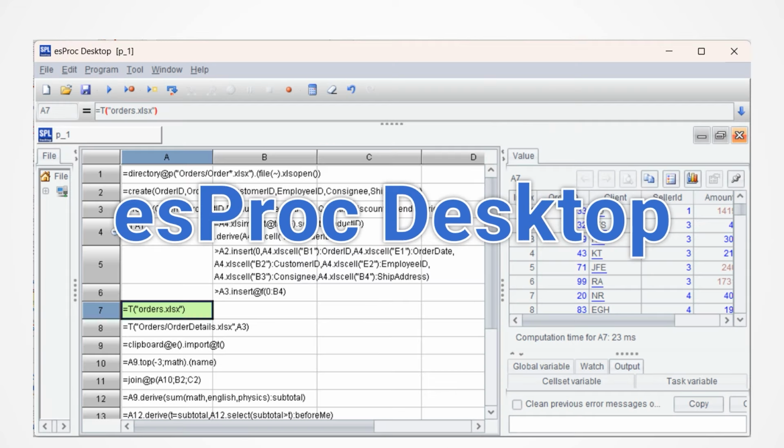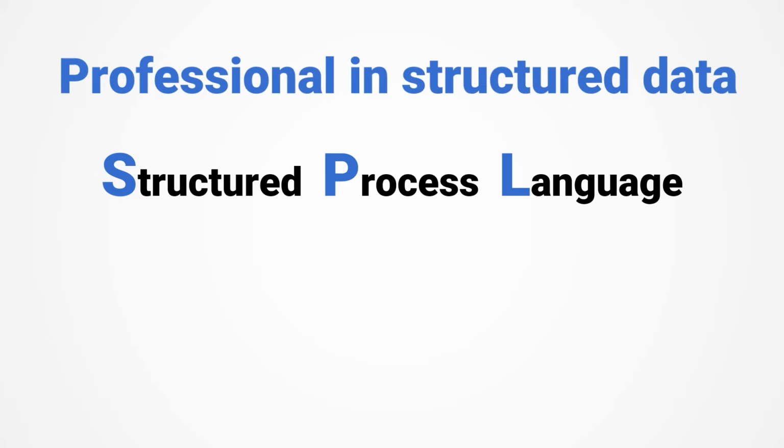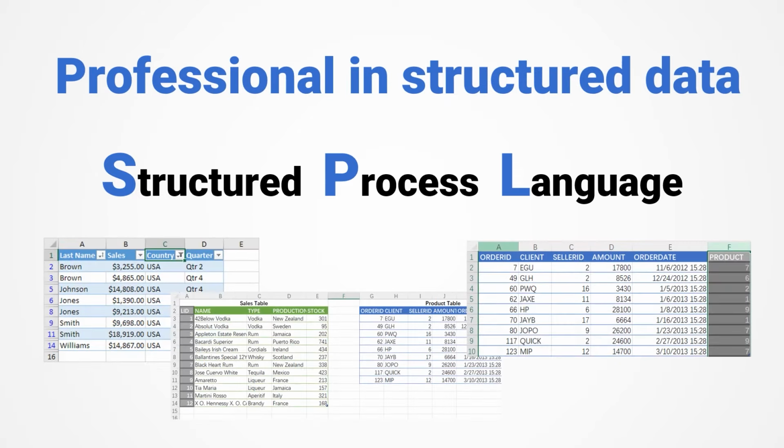Well, esProc Desktop is here to solve this problem. esProc Desktop provides the powerful programming language SPL. Its original intention was to perform structured data calculations. The structured data type of SPL is what we are accustomed to as a table, which is a set composed of rows of records. SPL is not only powerful in table processing, but also easy to learn. The code length is much less than VBA, and the difficulty is much lower than Python.